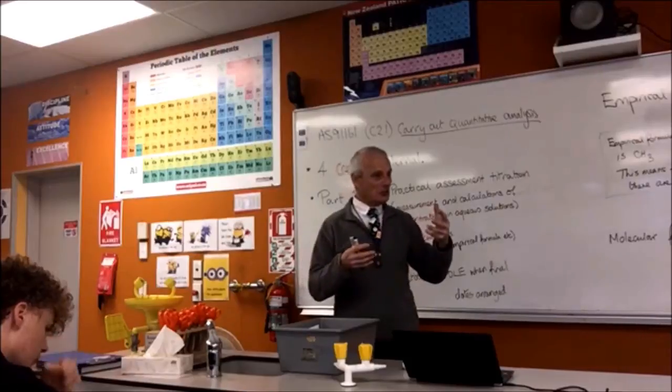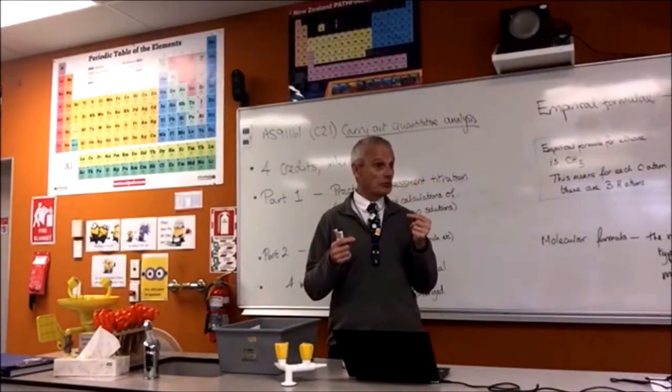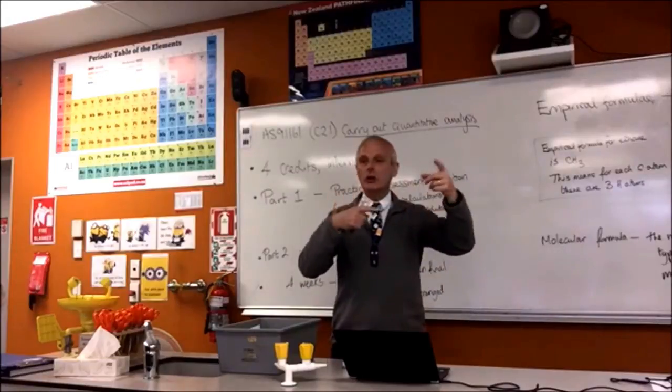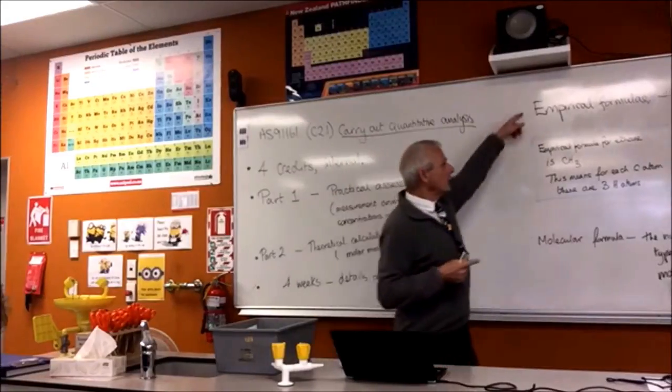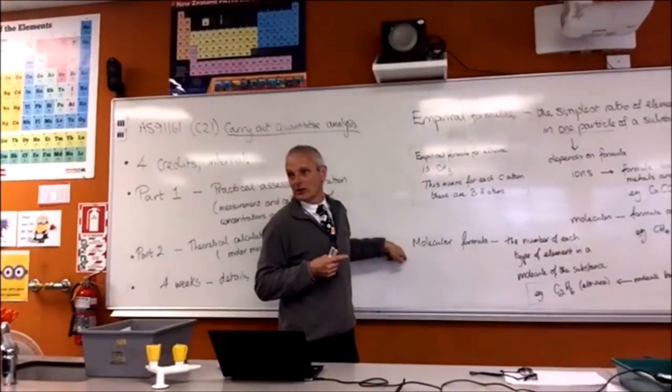So the very first thing you do with the chemical equation is to identify the type of particle you're dealing with, and then you know what type of formula you're dealing with, whether it's an empirical or a molecular. Does that make sense?